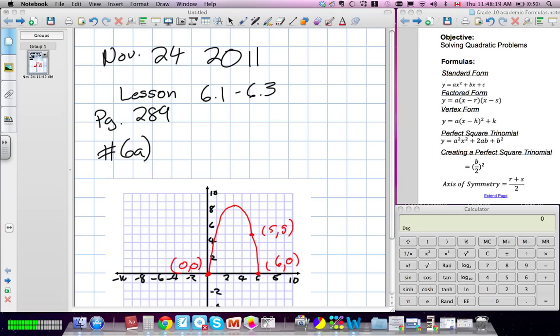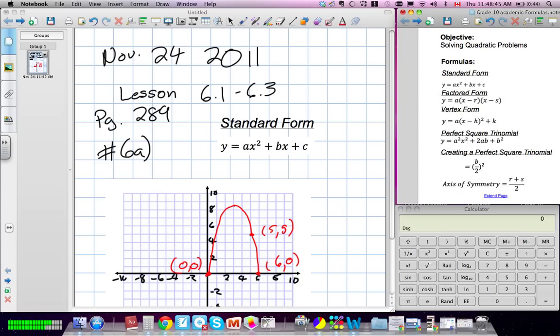So, today is November 24th, 2011. We're doing a midterm review, or mid-chapter review, sorry. We're going to take up 6A from 289. They've given us a graph, and they want us to put it in an equation that's in standard form. So they want a standard form equation. It's got to look like that.